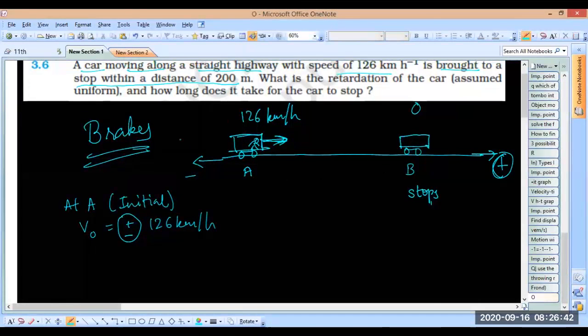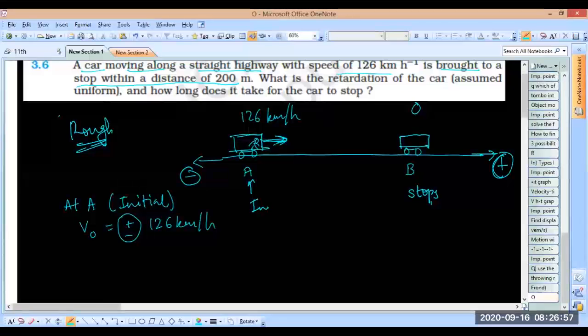This diagram is not optional. No diagram, no physics. Remember that. Diagram is compulsory. It's such a rough diagram, that's okay, no problem. But you should indicate such things: where it starts, where it stops, or final. You should specify such things in a rough diagram.